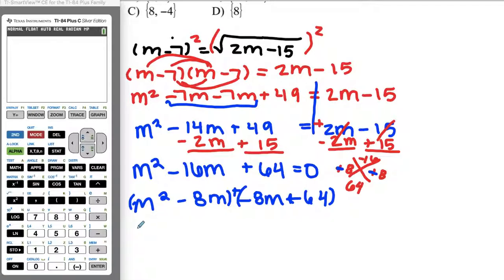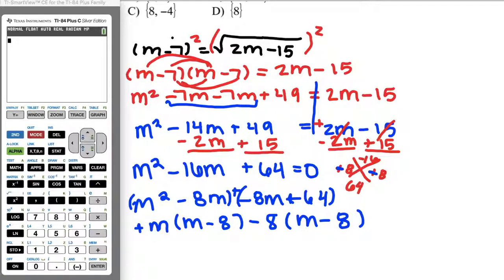So I know the first parentheses, I can take out a positive m, and that's going to leave me with m minus 8. And I know in my second parentheses, I can take out a negative 8, and that is also going to leave me with an m minus 8. If you are confused on the factoring process, like I said, in a moment, I will show you how to check it in your calculator. So then I know that I've got m minus 8 times m minus 8. Okay, so those are literally the same thing.